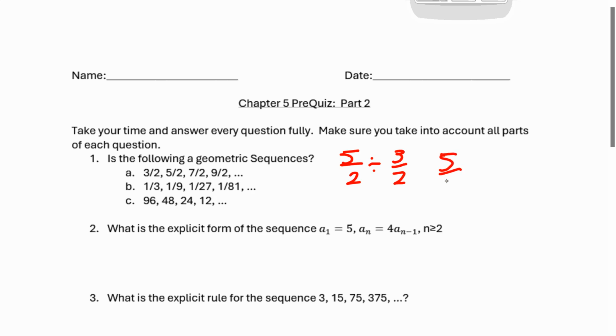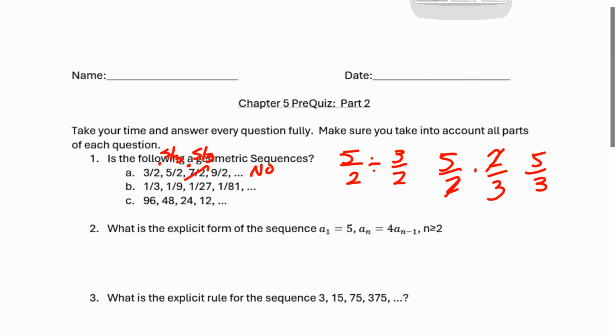So dividing, I multiply by the reciprocal, right? So I get 5/3. That means I should be multiplying each time by 5/3 in order to get to the next number in the sequence. So if I multiply this by 5/3, the 3's cancel out, I get 5/2. But if I multiply this one by 5/3, it should be repeated, right? But here, nothing cancels, so I get 25/6, which is not that one. So that's a no.